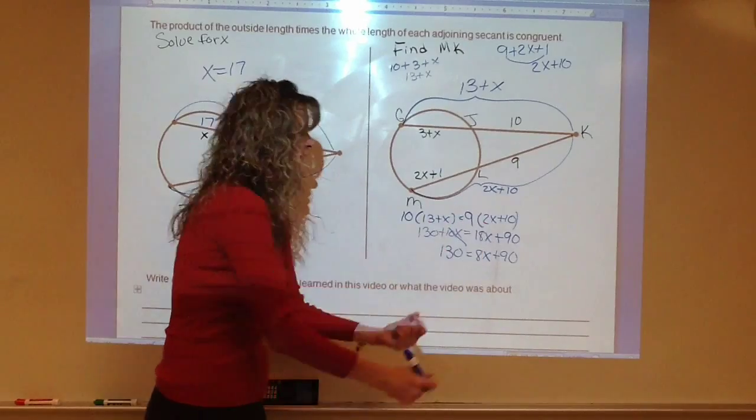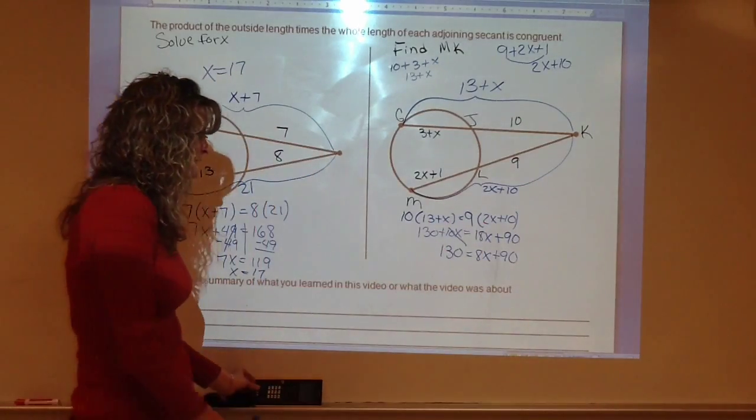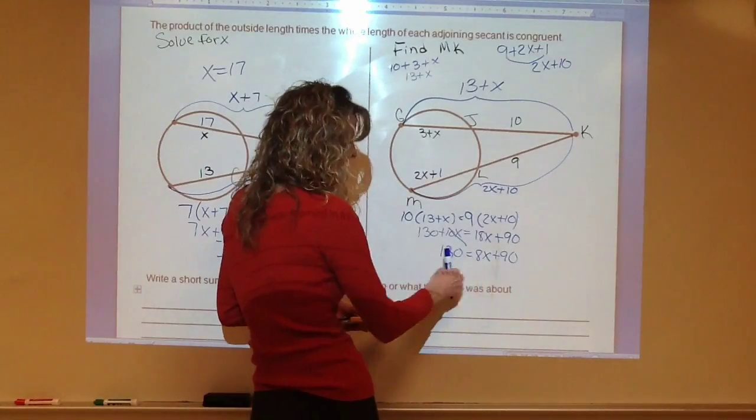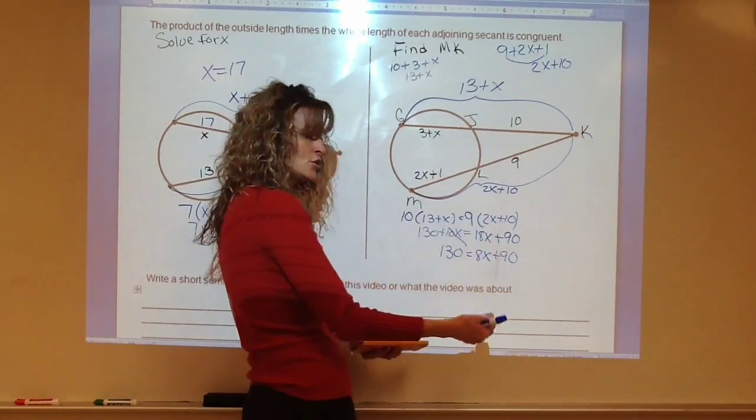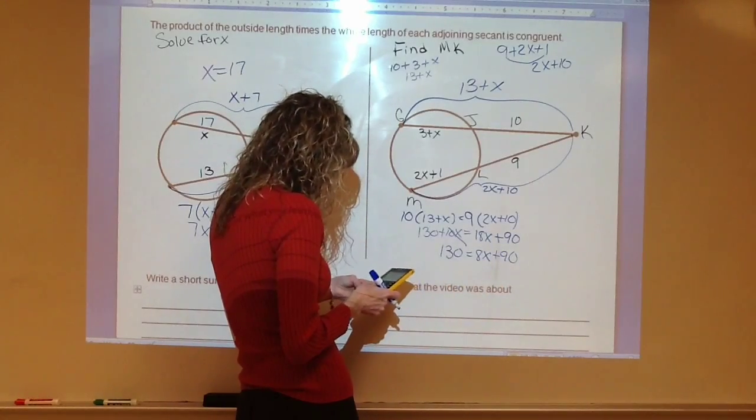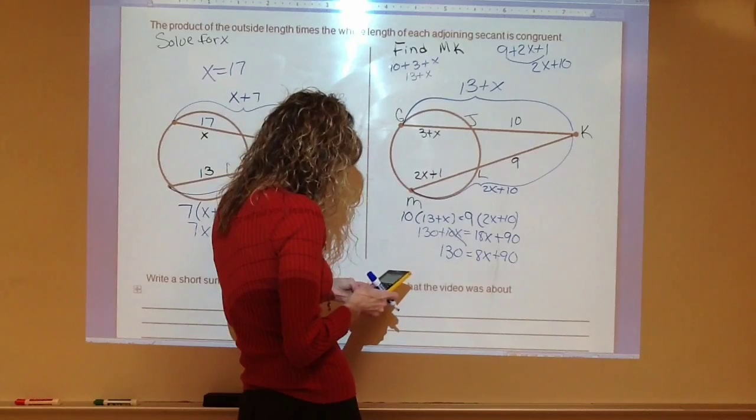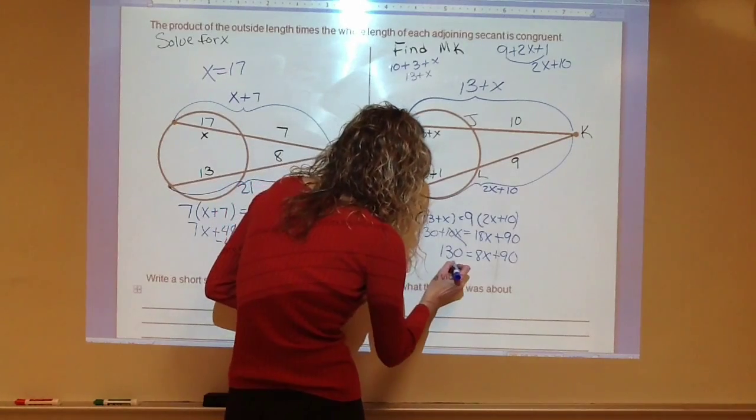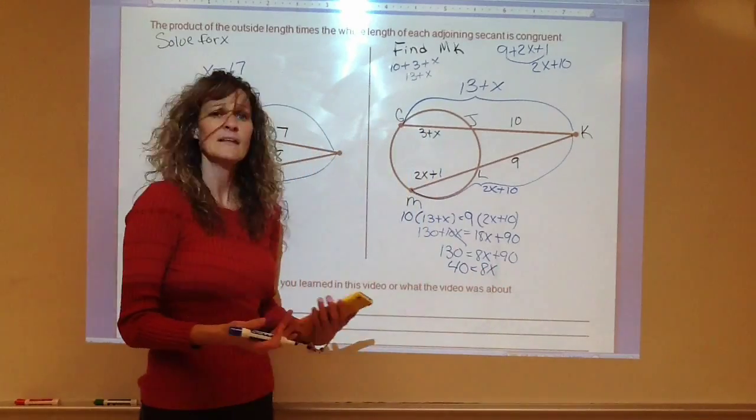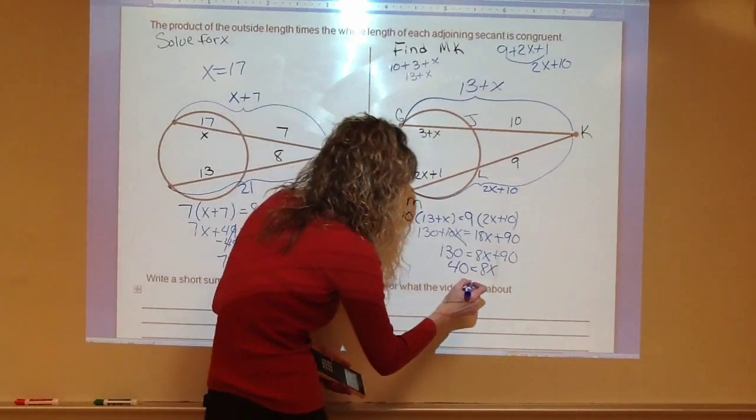So I subtracted 10x off of both sides. Now I'm going to subtract 90 from both sides. I don't have enough room, so I'm not showing you, but I'm telling you I'm subtracting 90 from both sides. Should be 40. So I get 40 equals 8x. Now I'm going to divide by 8, and that's 5.